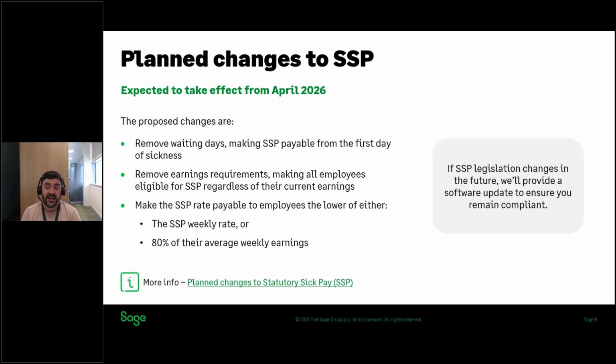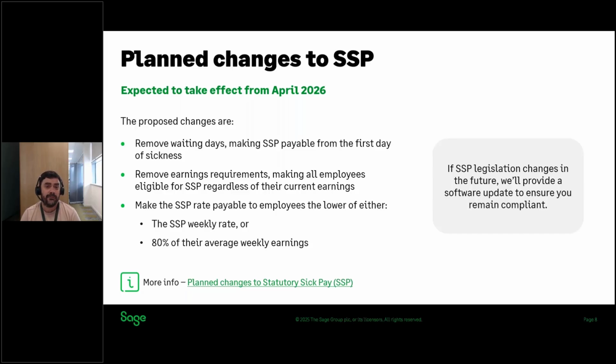Now, the proposed changes to SSP are to remove the waiting days, which would make SSP payable from the first day of sickness, and also to remove the average earnings requirement. So they won't have to be earning at least £125 in that set period. So that would open up SSP to pretty much all employees, regardless of what they earn.